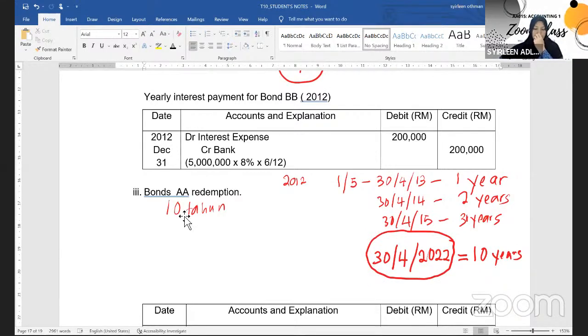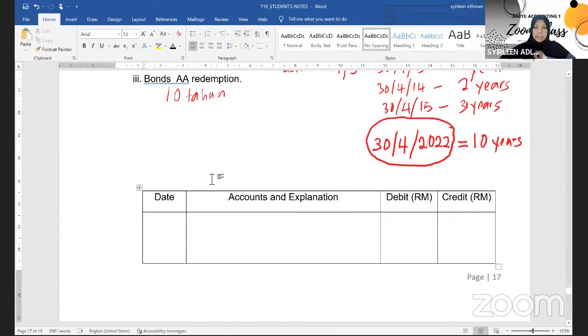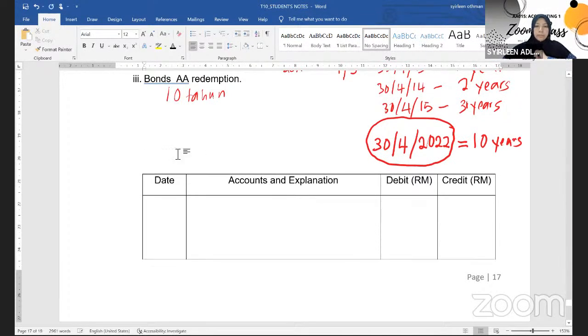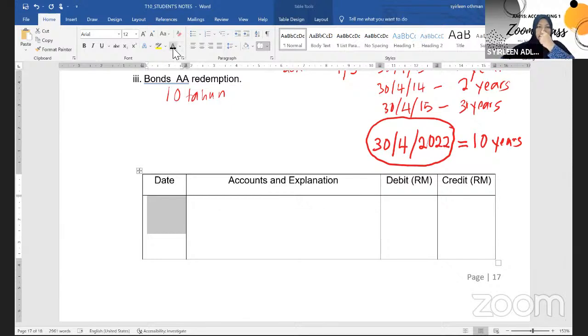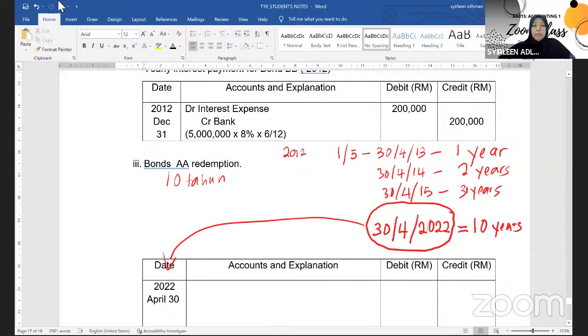Okay. Alright. So when I want to make the closing entry for this particular bond, alright, I will put the date of the maturity or the date for the redemption on the 30th of April 2022. Okay, alright. So what are we going to pay in that particular year? Okay, so what are we going to pay on that particular year?